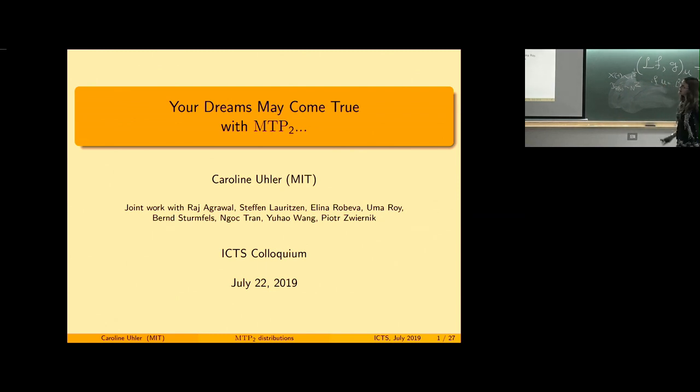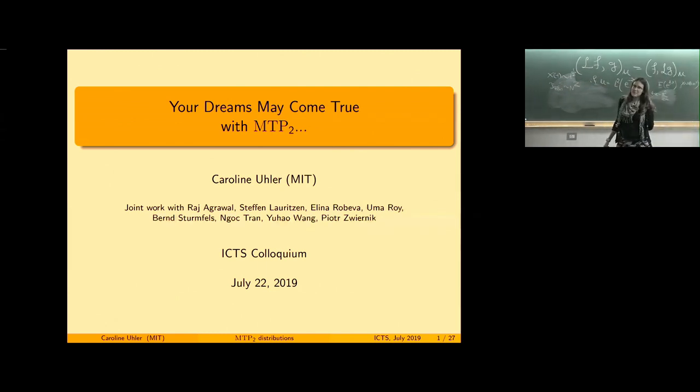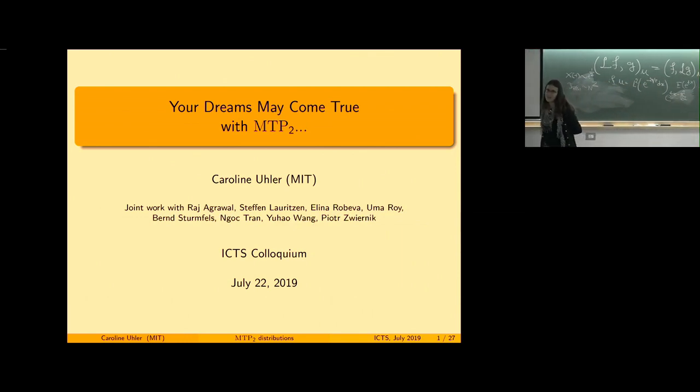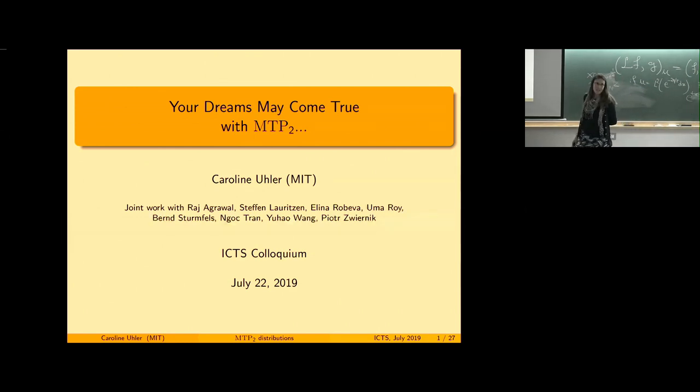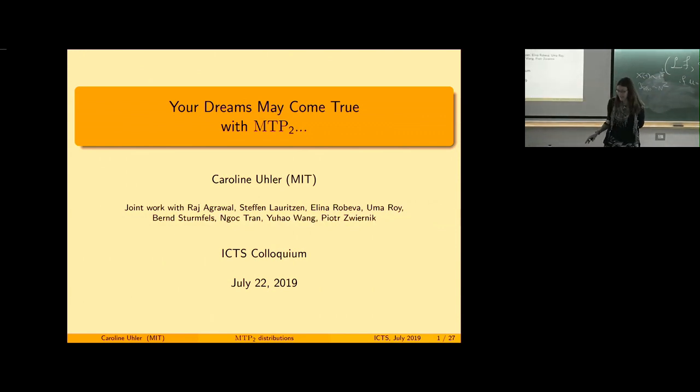Here today I'll give a talk about MTP2 distributions, which stands for multivariate total positivity of order 2, and I'll define it on one of the next slides. I've had an interest in these distributions for a couple of years now, and I've worked on this topic with different subsets of people that I'll introduce throughout the talk.